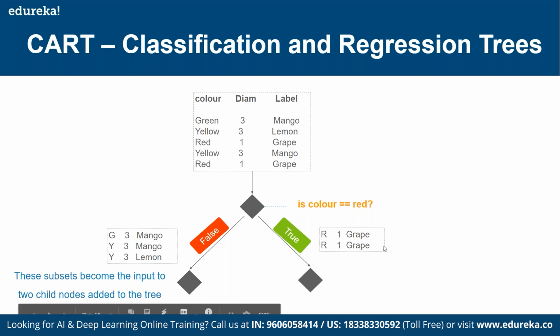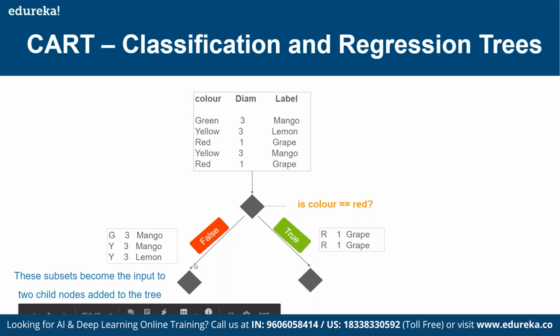And now when I've split it, is the color red? Yes, the color is red, it's true. Then these are the two data points, right? 3 and 5, which move into this particular node. At this node, I have nothing to decide. I already know it's a grape, right? So this node, which has only one label, is called a pure node, which means I don't have to split it further. But at this node, I still have to decide.